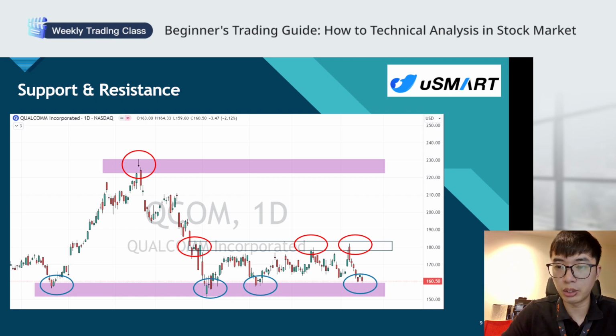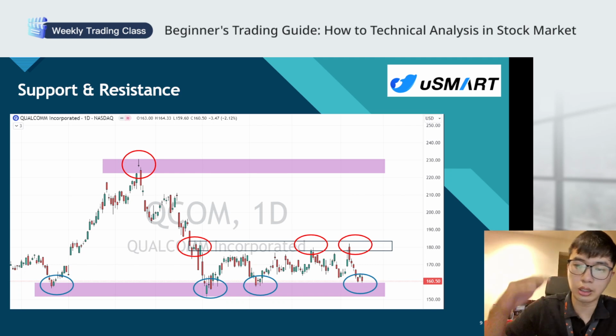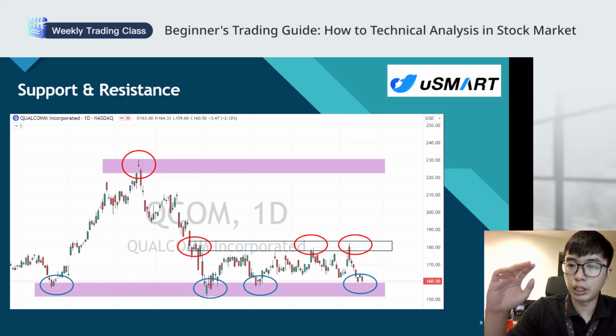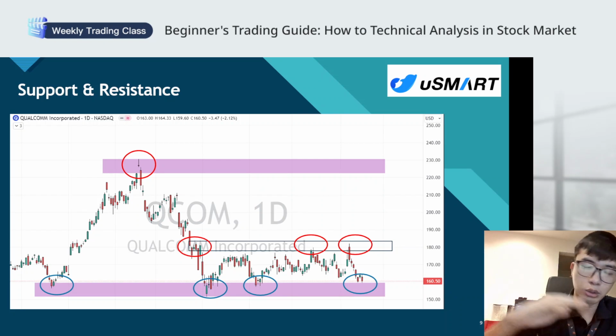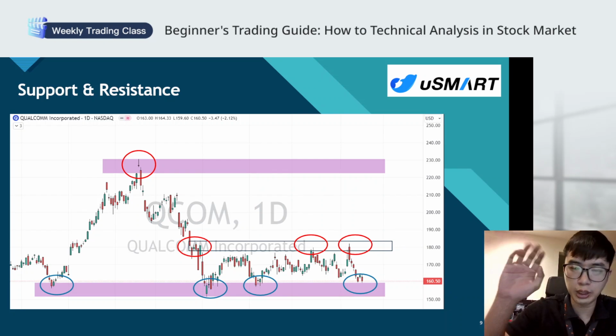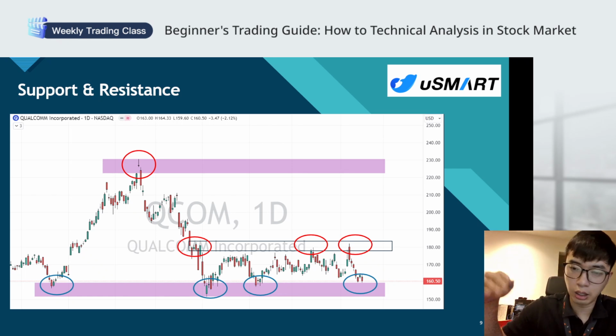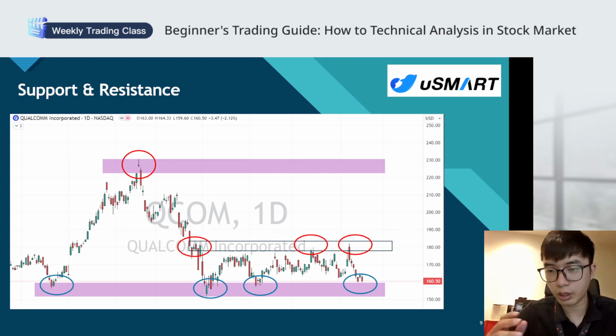So this is support and resistance. To repeat, what is resistance? Resistance usually is a place where the price cannot go through. When it goes up, it always hits a certain area and gets rejected. And for support, it will also test a certain area and then it cannot continue to drop. It always hits a certain area and then bounces up. So we can plot it as support and resistance.